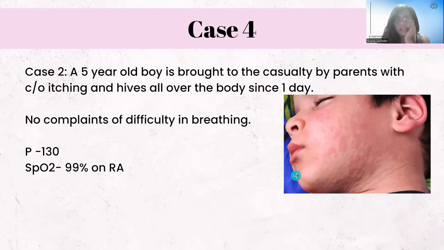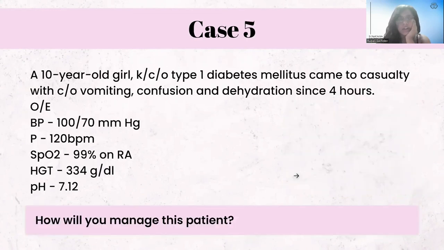Okay, last case. A 10-year-old girl, known case of type 1 diabetes mellitus, came to the casualty with complaints of vomiting, confusion, and dehydration since 4 hours. On examination, BP is 100 by 70, pulse is 120, saturation is 99, HGT is 334, pH is 7.12. How would you like to manage this patient?